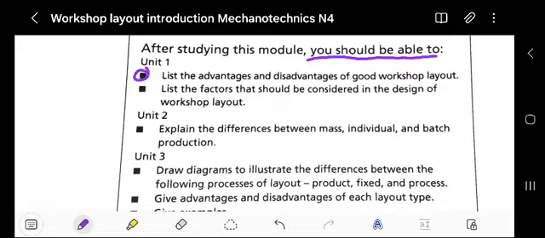Here we have our outcomes. After we've done this, we'll go through these questions together, and I'll break down all these notes, right? So we have unit 1: list the advantages and disadvantages of the workshop. After we've done this, you'll be able to list the disadvantages and advantages of a good workshop, right? Here again, you'll be able to list the factors that should be considered in the design of a workshop layout, right?